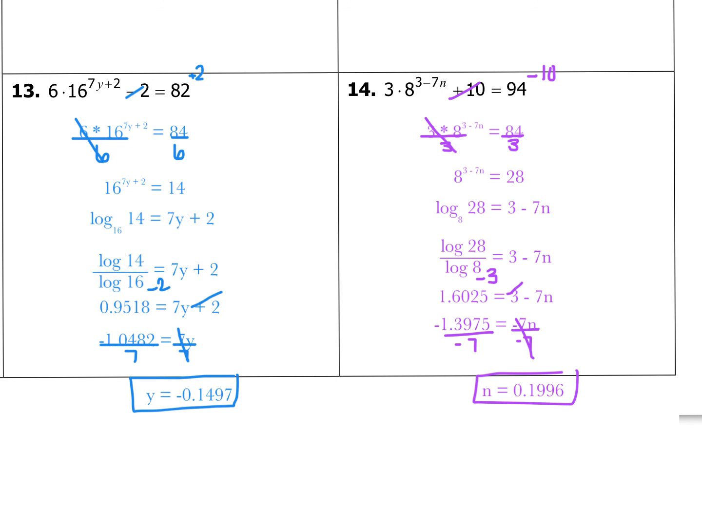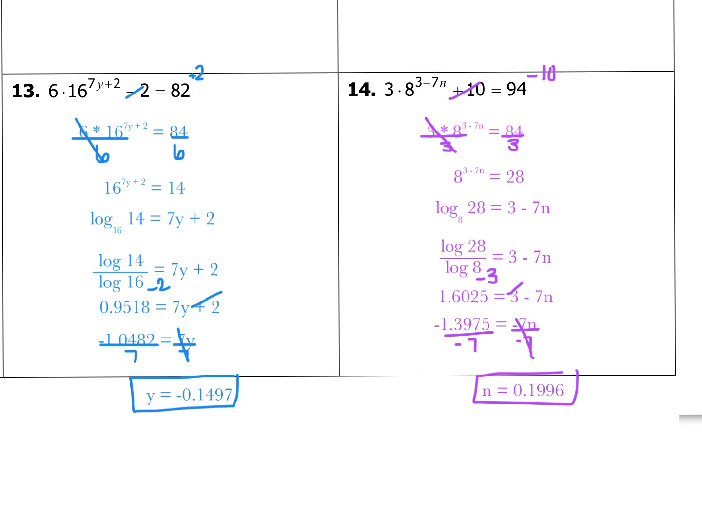All right, hopefully for 13 you got that y equals negative 0.1497. I know some of you may have been inclined because you got a negative number to say no solution, but the only thing that can't be negative in these is the log. So the log base 16, if this 14 were negative, then it would be no solution. But I can have a negative value for a variable as long as that variable doesn't represent the log.